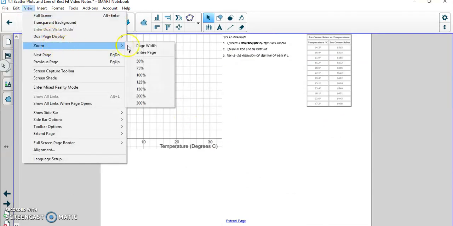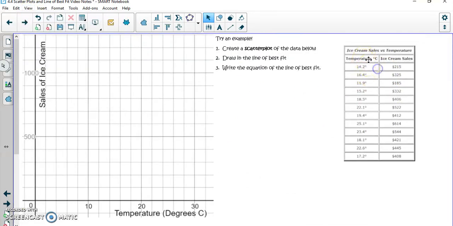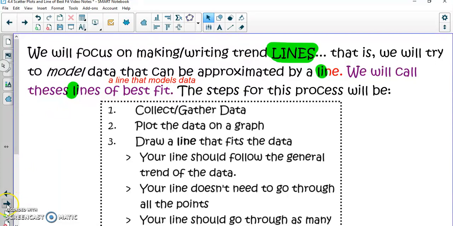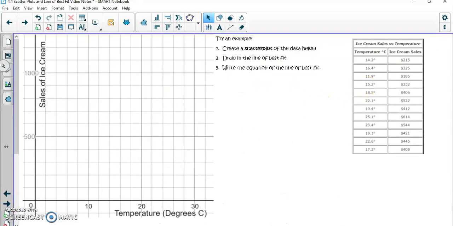We're given a bunch of data, and in this data we have the temperature outside in degrees Celsius, and then we also have how much money in ice cream we have sold on that day. It makes sense to relate that data. How hot it is outside would relate to how much ice cream you sell. So if we're going to do this as an example, we're going to follow this list of steps. We've already collected our data, and we're going to plot it on a graph.